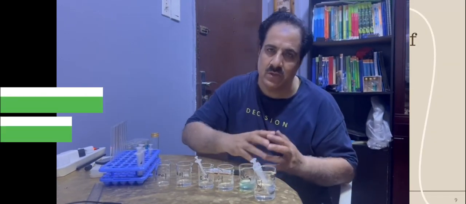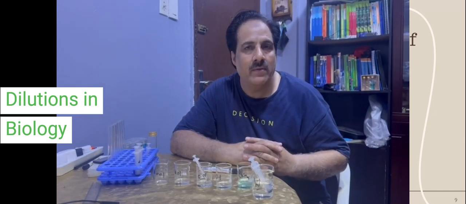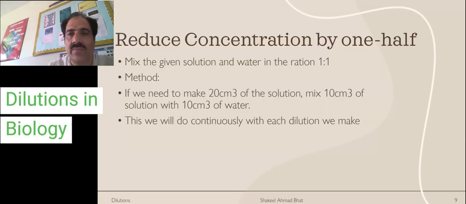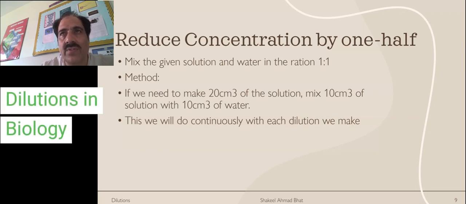So the next part is how to reduce the concentration serially by 50%. I have done one experiment here just to show how we are doing the concentration reduction by the factor 1/10. Now the second type of serial dilution is where we have to reduce the concentration by 1/2. So in this case, what we do is we take 50% of the stock solution and we add 50% of water to it. That is, the ratio is 1:1.